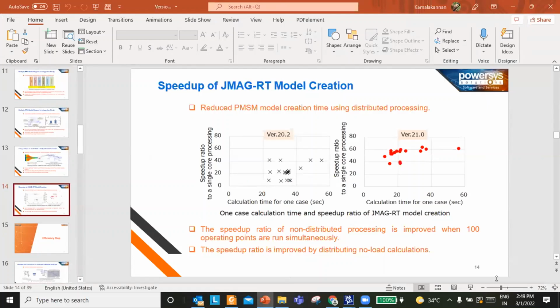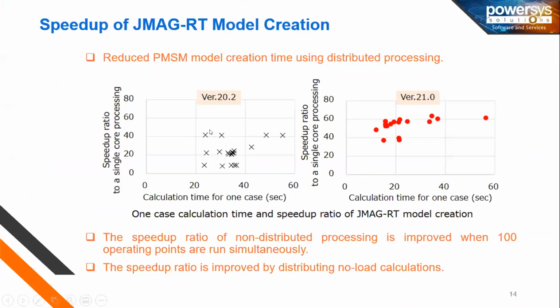And the next thing is also regarding the speed of processing for the JMAG RT model creation for the PMSM model. The speed ratios are drastically improved in version 21 when compared to the pre-existing version 20.2. Here the graph clearly depicts that the calculation time for one case for the creation of the RT model of the PMSM model is improved when compared to the existing versions. So that is what they are trying to convey here.